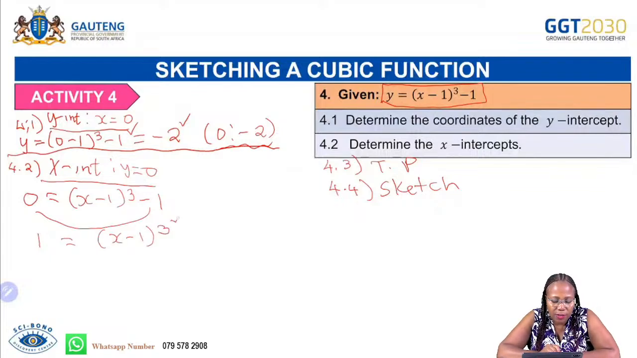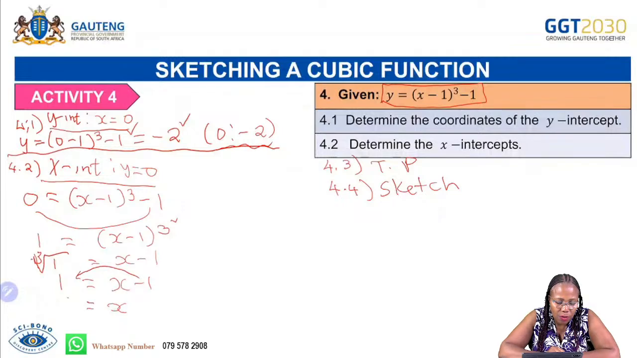If this side loses an exponent, this will gain a cube root of 1, and then you'll be left with x minus 1. What is the cube root of 1? It is 1. x minus 1. And then minus 1 to the other side, it will be positive 1. Therefore, x is equal to 2. That is your x-intercept. In coordinate form, it will be (2; 0).